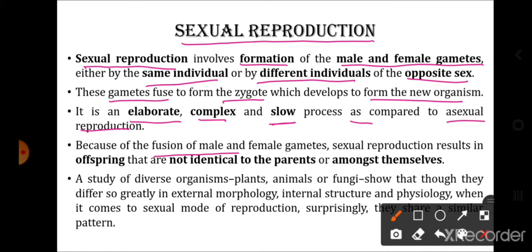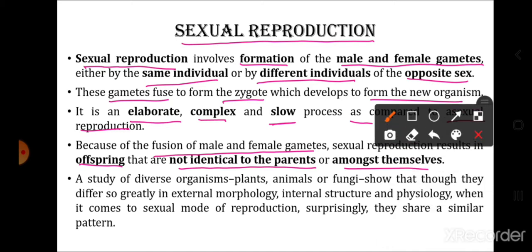Because of the fusion of male and female gametes, sexual reproduction results in offsprings that are not identical to parents or amongst themselves. So, as the offsprings are produced due to the fusion of the gametes, these offsprings are not identical to their parents as well as they are not identical amongst themselves too.